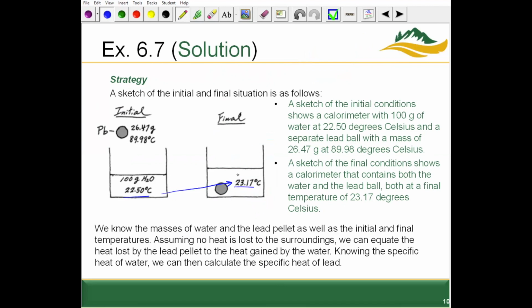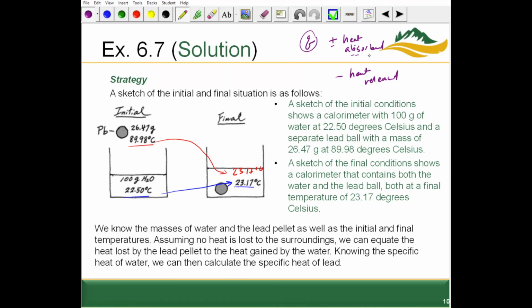Then for lead, it starts at very hot, so 89.98 degrees C. Then as the temperatures equilibrate, it also ends up at that 23.17 degrees C. To figure out the sign of Q, if Q is positive, that means heat is being absorbed by whatever has a positive value for Q. If Q is negative, that means that heat is being released.